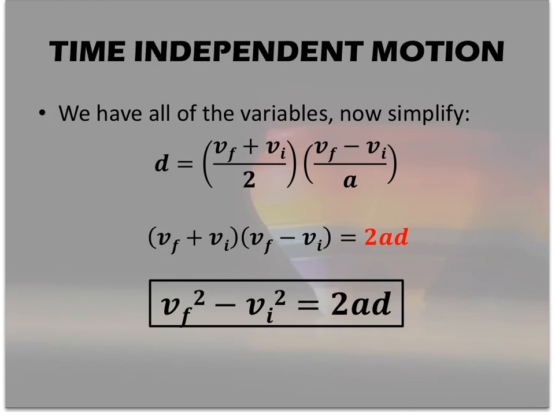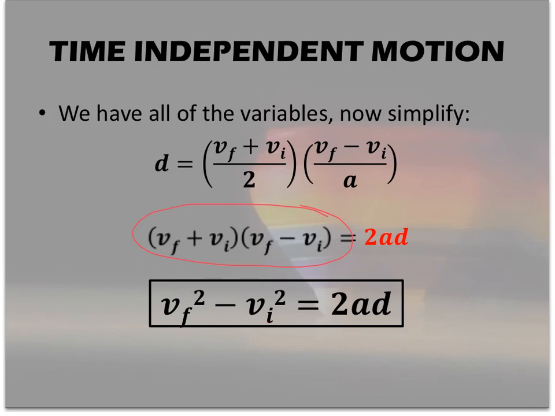Again, I just need to simplify. The first thing I'm going to do is multiply both sides by 2 and both sides by a, which will get them out of the denominator and bring them over to the other side. So I have v_f plus v_i times v_f minus v_i, right here, equal to 2ad. And this, if you notice, is the difference of two squares. This is your a plus b times a minus b. It's one of those algebraic formulas that lets you FOIL those multiplication factors, and what you end up with is v_f squared minus v_i squared equals 2ad.